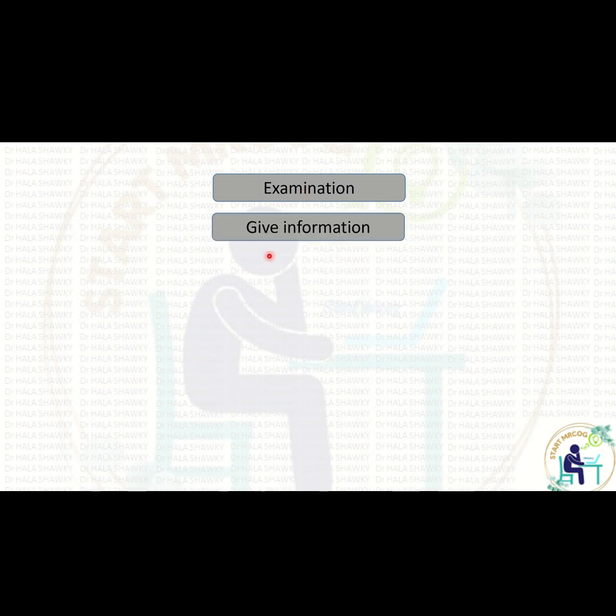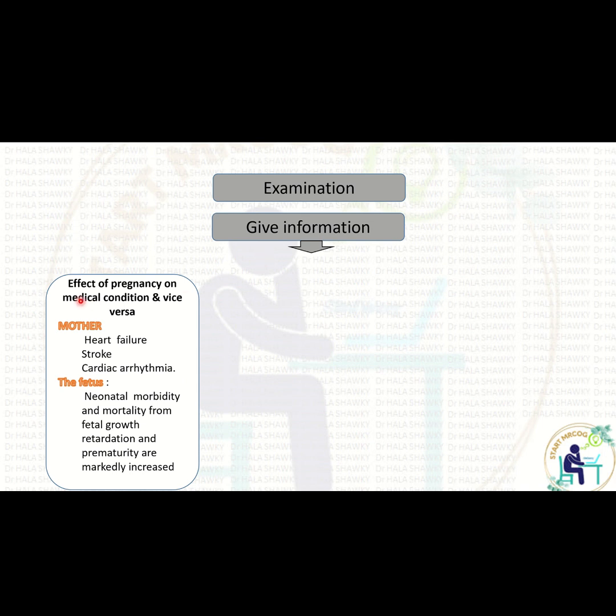We have to give information to the patient. The first will be implications or the effect of the pregnancy on the condition and vice versa on her heart. Usually the effect will be heart failure, stroke, cardiac arrhythmias. In the fetus, neonatal morbidity and mortality from growth restriction and retardation, and prematurity are markedly increased. Prematurity could be iatrogenic or spontaneous.